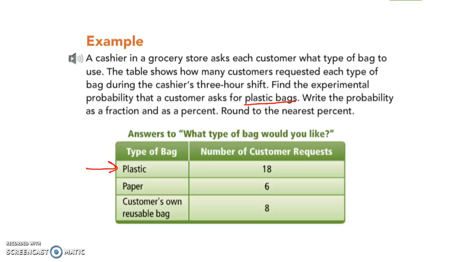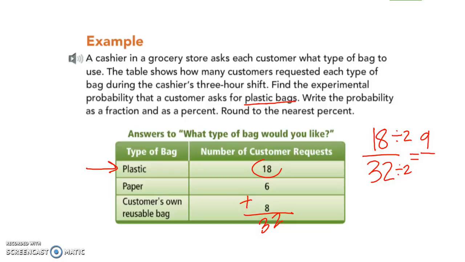So plastic, how many customers requested plastic? 18. How many total customers were there? They didn't give it to us, so we have to add these together to get the total. 18 plus 6 is 24, plus 8 is, what would that be, 32? So the total is 32. 18 out of 32. Can I simplify that fraction? They're both even, so I know I can start by dividing by 2 on top and bottom. That'll be 9 out of 16, and that's as far as I can go. So 9 out of 16.